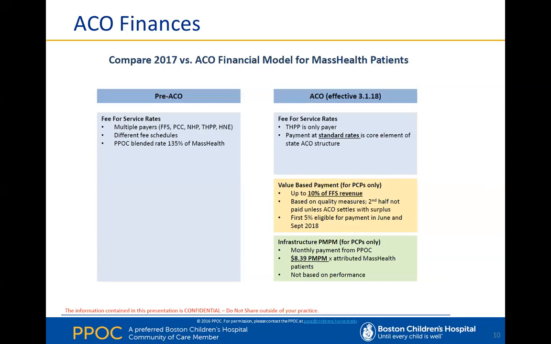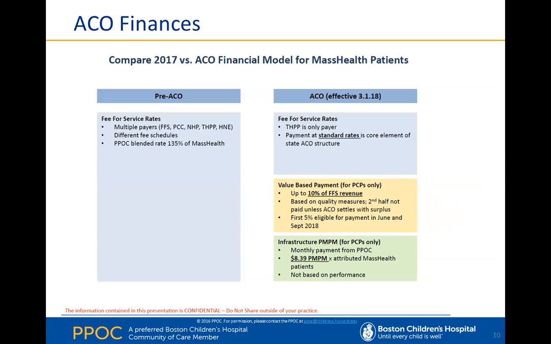So in order to try to help make up for that, part of the payment for PCPs is a value-based payment. So that's up to 10% of fee-for-service revenue that you could potentially earn if we meet quality measures. The one thing to keep in mind with all of this is that as a whole, PPOC swims and flies together. So this is based on network. It's not your individual practice. So the whole network has to be successful for anybody to be eligible for these value-based payments.